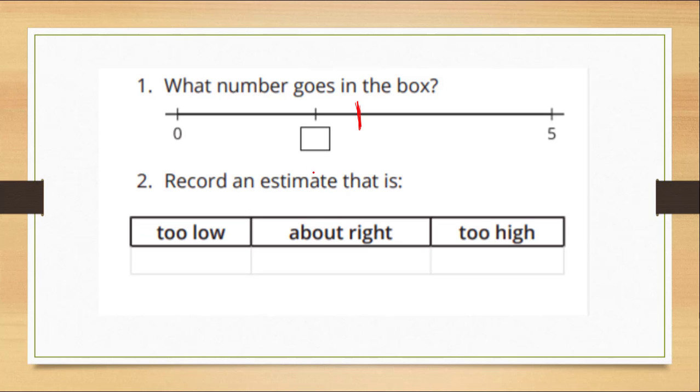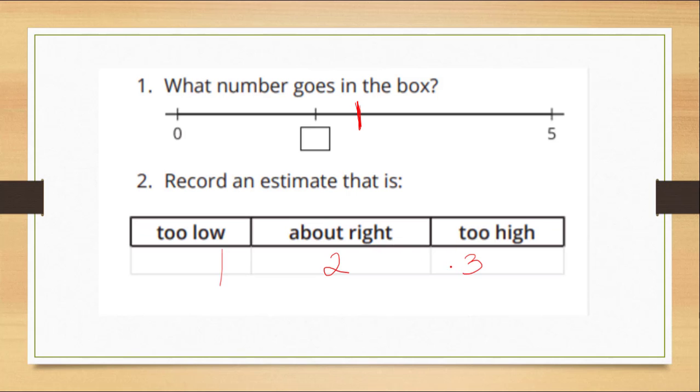So let's estimate a 2 low, about right, and a 2 high for our box. So a 2 low, like we said, it's less than half of 5. So a 2 low might be a 1. And about right would be about a 2. And a 2 high would be about a 3.